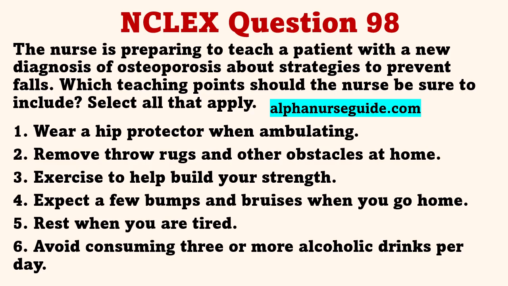The correct answers are 1. Wear a hip protector when ambulating. 2. Remove throw rugs and other obstacles at home. 3. Exercise to help build your strength. And 5. Rest when you are tired. Rationale. The purpose of this teaching is to help the patient prevent falls. The hip protector can prevent hip fractures if the patient falls. Throw rugs and obstacles in the home increase the risk of falls. Patients who are tired are also more likely to fall. Exercise helps to strengthen muscles and improve coordination. Women should not consume more than 1 drink per day, and men should not consume more than 2 drinks per day.